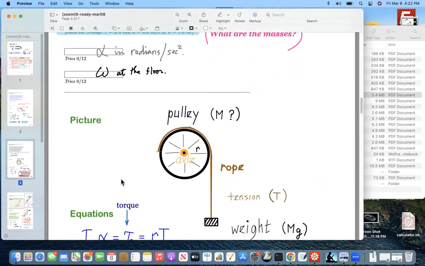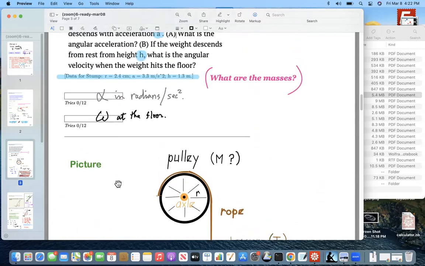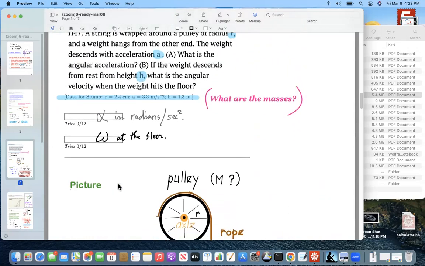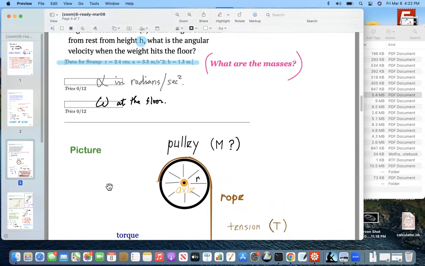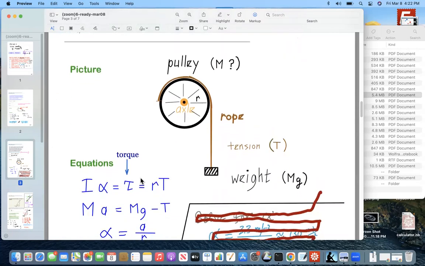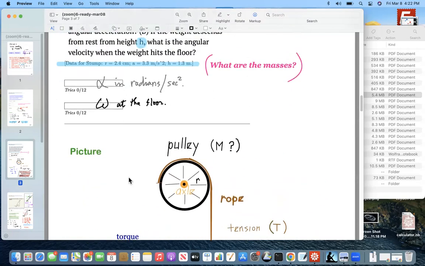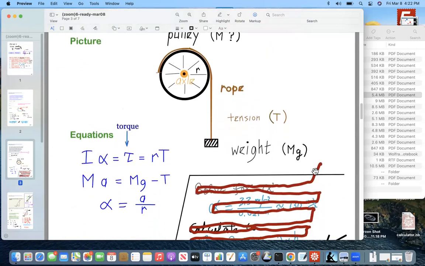And that's the answer. The answer is going to be, as usual, a unit and a number. The unit of a is meters per second squared, divided by meters, so it'll be 1 over second squared, or since alpha is an angular measure, it'll actually be radians per second squared. So I'll get some number of radians per second squared. I guess I've crossed this out here.